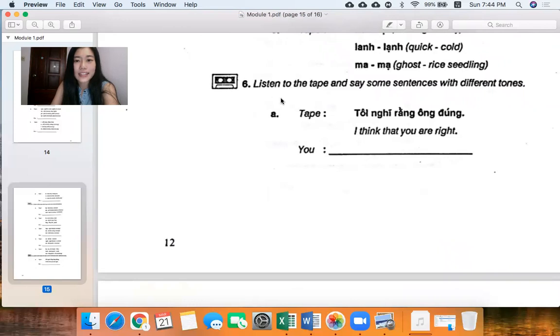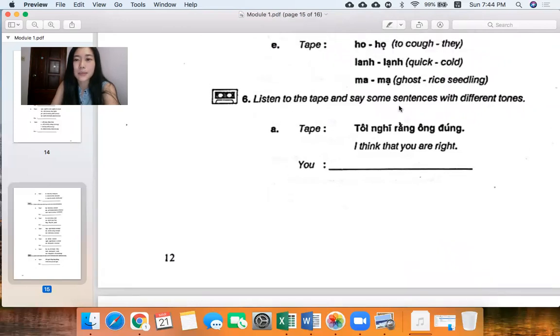Exercise 6. Listen to the tape and say some sentences with different tones. A. Tôi nghĩ rằng ông đúng. Tôi nghĩ rằng ông đúng. Tôi nghĩ rằng ông đúng.